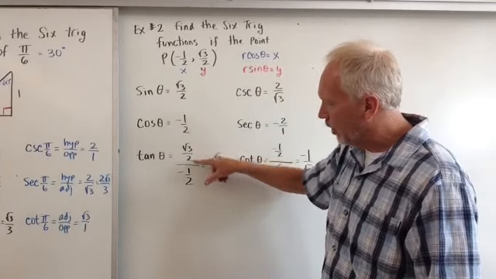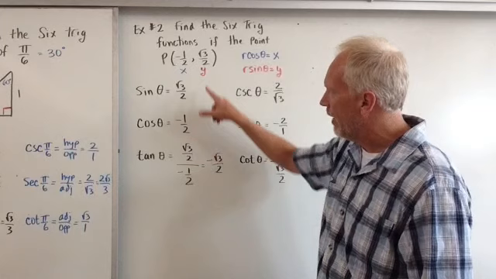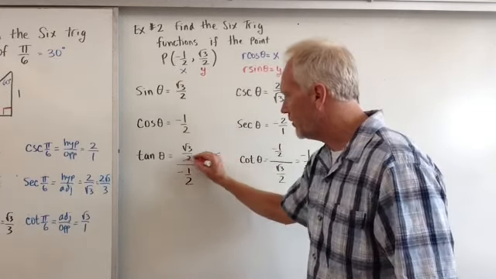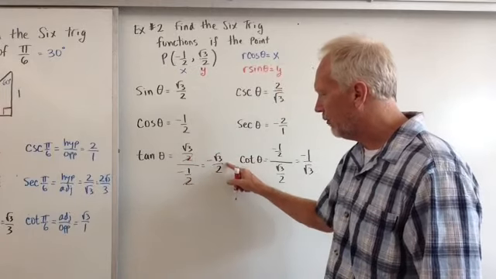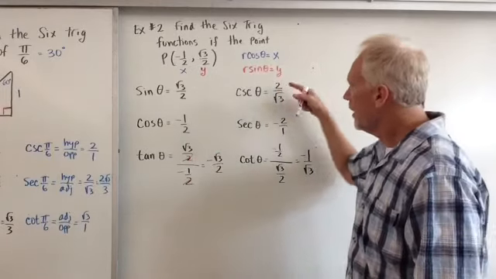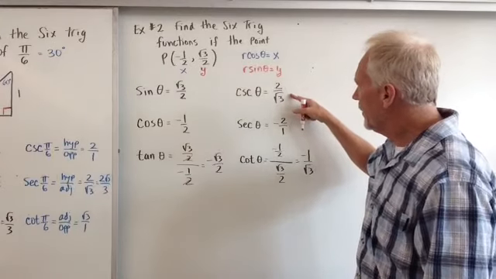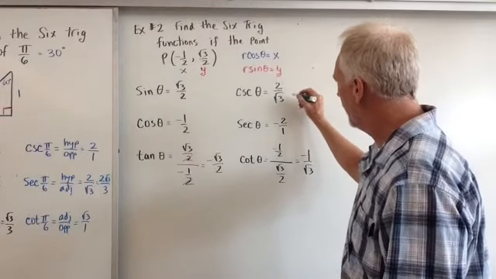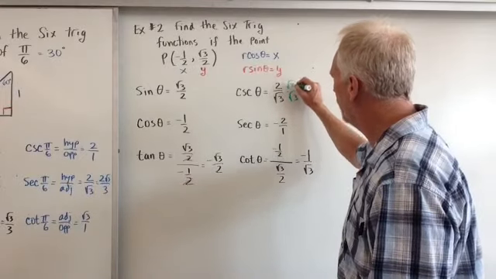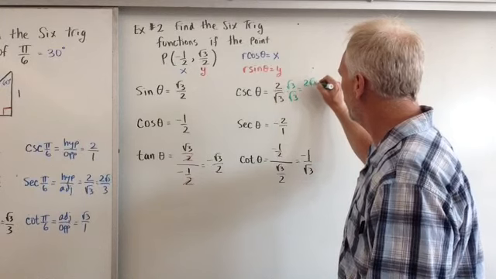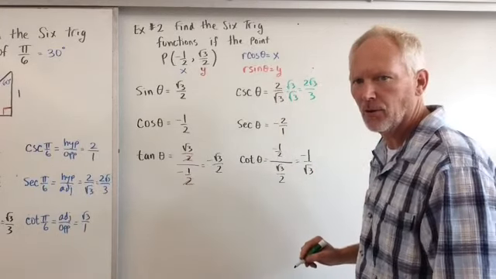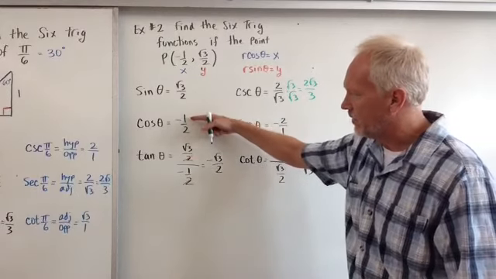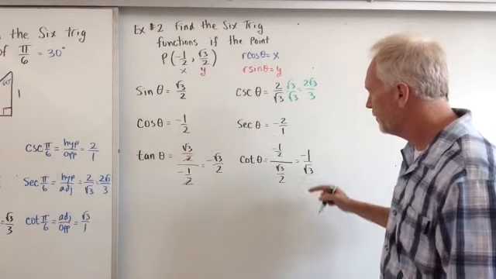Tangent is root 3 over 2 divided by negative 1/2, or y over x, right? And if we simplify, we can get rid of these 2's, and we end up with negative root 3. We go over here to cosecant, and this is 2 over root 3. But remember, we should rationalize the denominator, so we multiply top and bottom by root 3, and that gives us 2 root 3 over 3 as a result. Secant is negative 2 over 1. Well, that's because it's the reciprocal of negative 1/2.